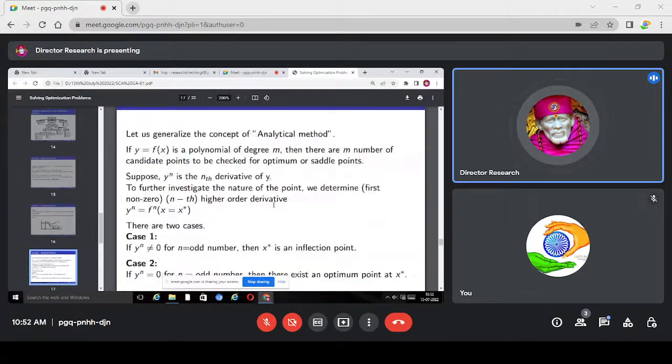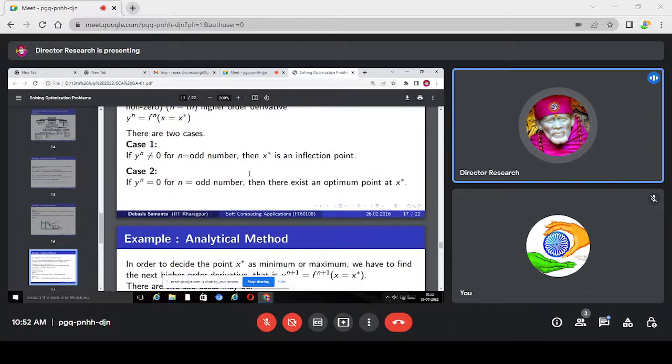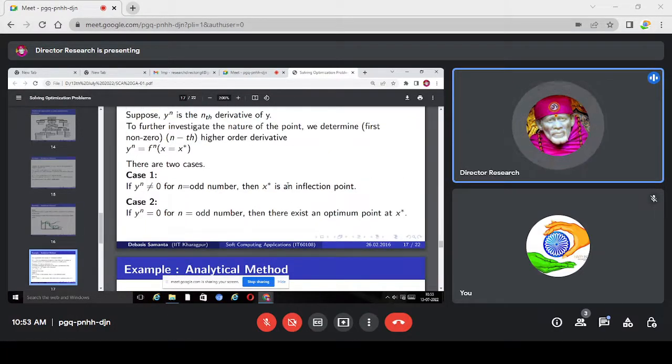Analytical method. Let us generalize the concepts of the analytical method. If y is equal to f of x is a polynomial of degree m, then there are m candidate points to be checked for optimum and or saddle points. Suppose y to the power n is the nth derivative. Case 1: y to the power n not equal to 0, n is an odd number, then x star is an inflection point. Case 2: y to the power n is equal to 0, for n an even number, then there exists an optimum point at x star.